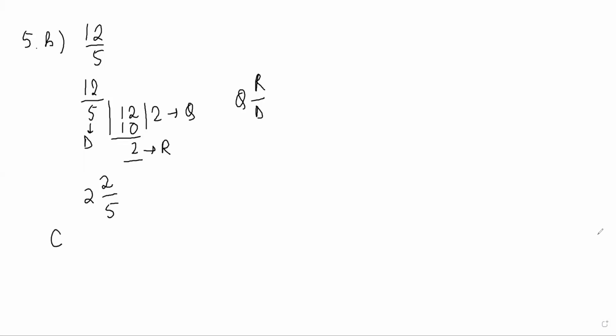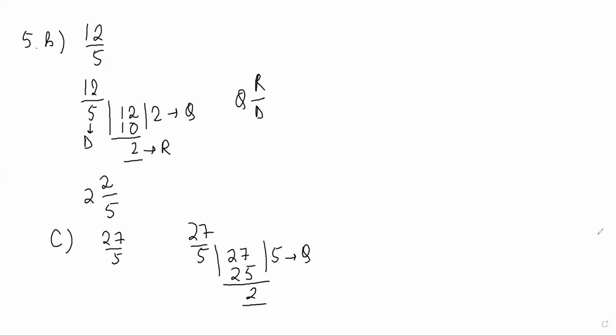Okay, B and C I am showing. C is given as 27 by 5. Here, when we divide 27 by 5, we get 25 and remainder 2. Okay, again mark it. Ma'am, 5A is homework.